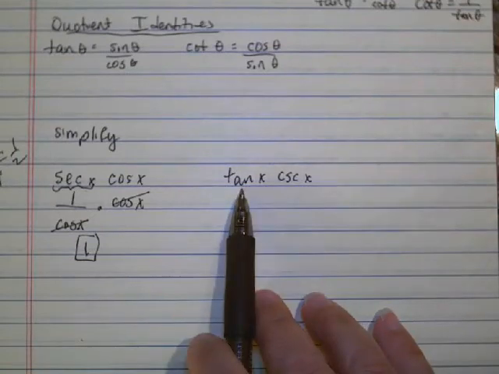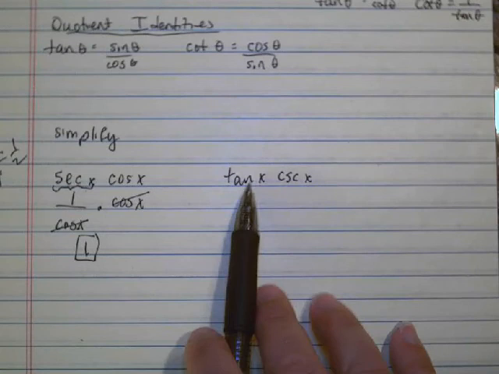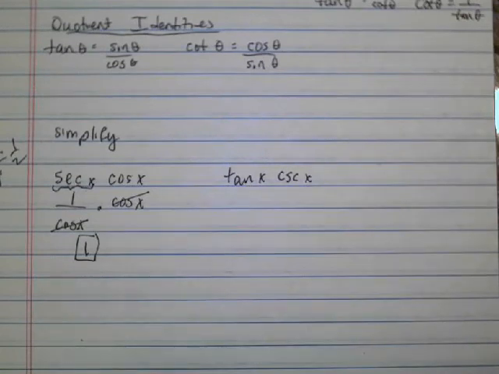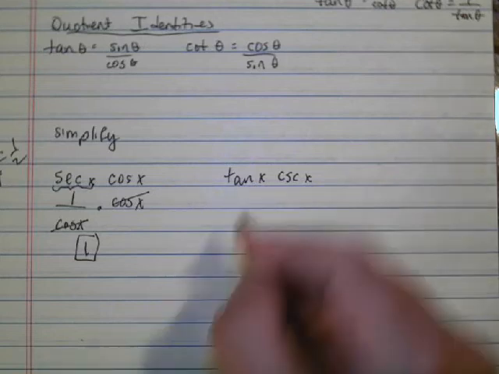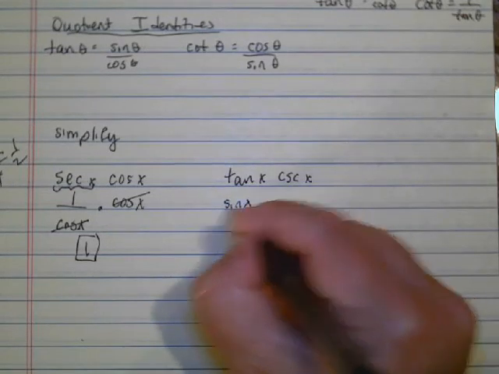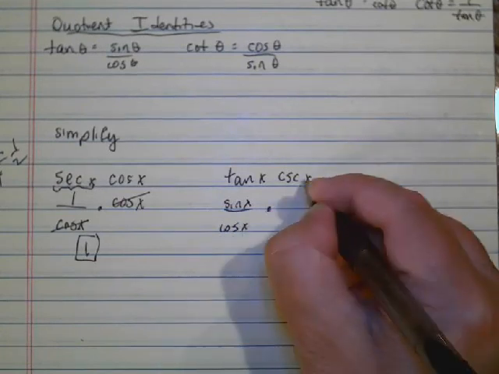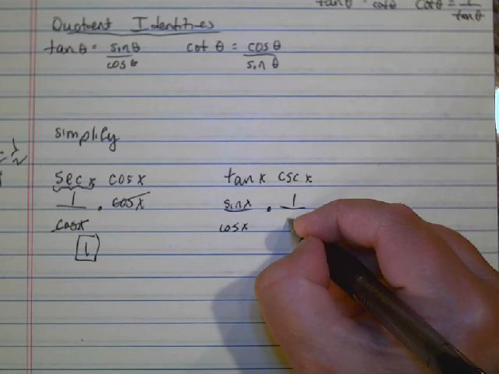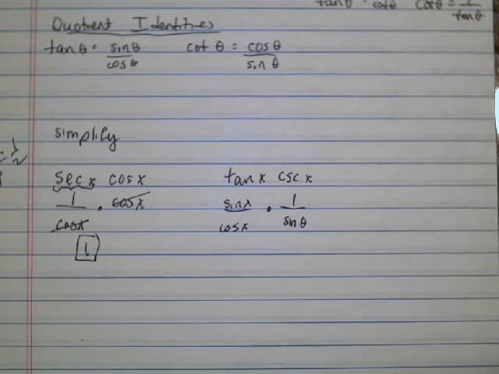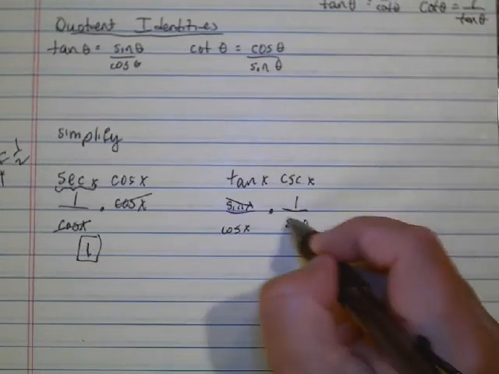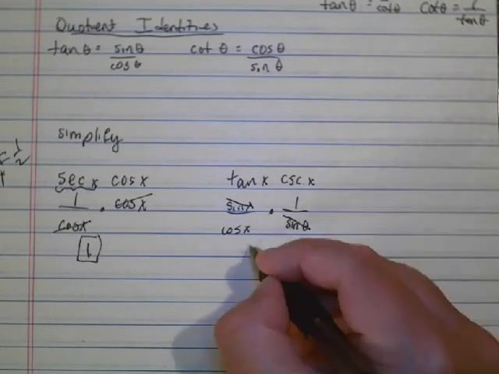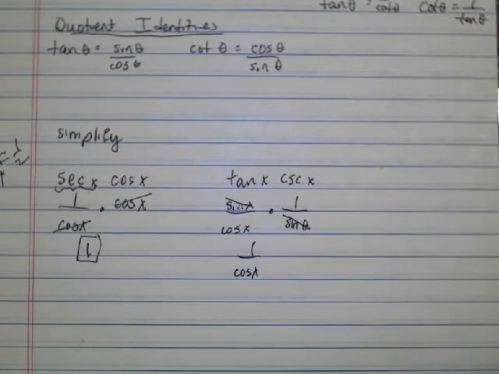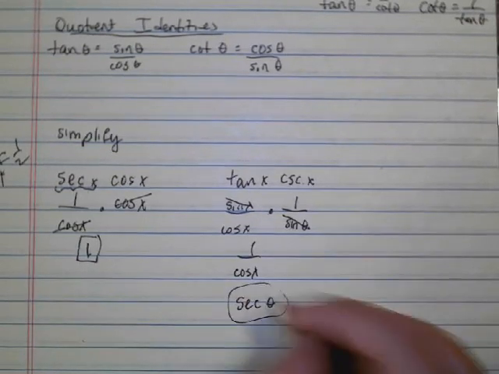One way I could go is to try to find a way to compare sine and cosecant, but I can't think of any of my identities that have tangent and cosecant together. So what I'm going to do is change this tangent into sine over cosine, and I'm going to change the cosecant into 1 over sine, because that's a reciprocal identity. And now I have a sine in the numerator and a sine in the denominator that cancel. So I have 1 over cosine. And 1 over cosine is the same thing as secant. So my answer would be secant theta.